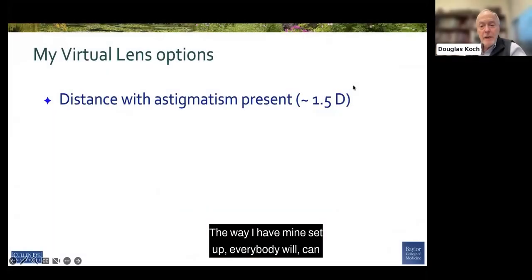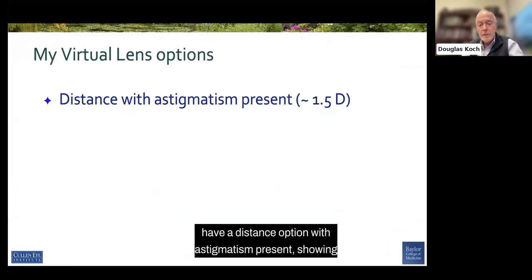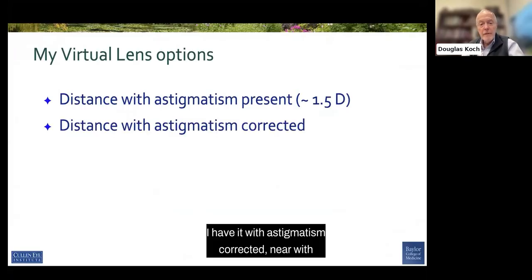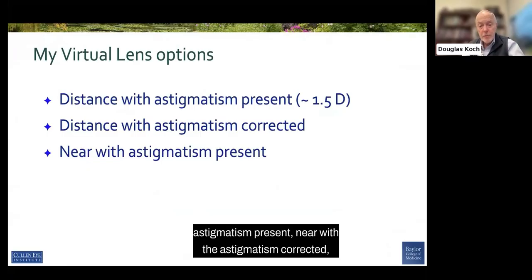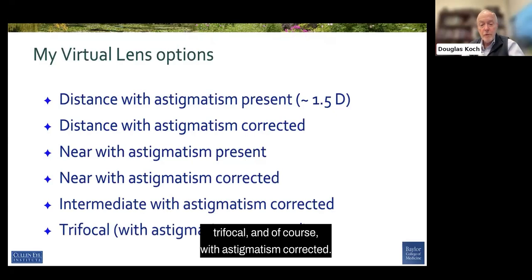The way I have mine set up, everybody can set up their virtual lens the way they want that suits their practice. The way I have it set up, at least for now, is I have a distance option with astigmatism present, showing the blur from astigmatism. I have it with astigmatism corrected, near with astigmatism present, near with the astigmatism corrected, intermediate with the astigmatism corrected. I've kept that a little simpler, and of course, a trifocal, and of course, with astigmatism corrected.